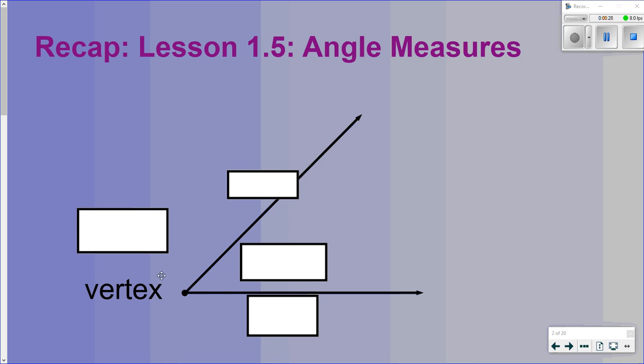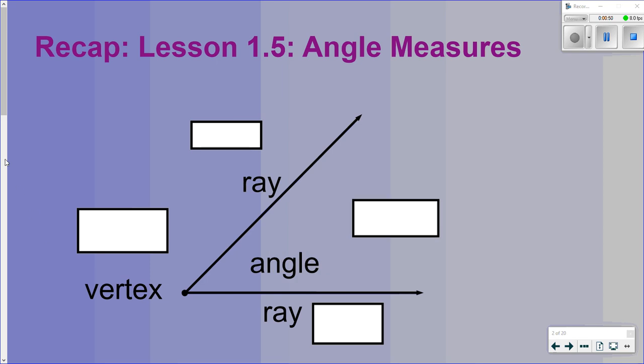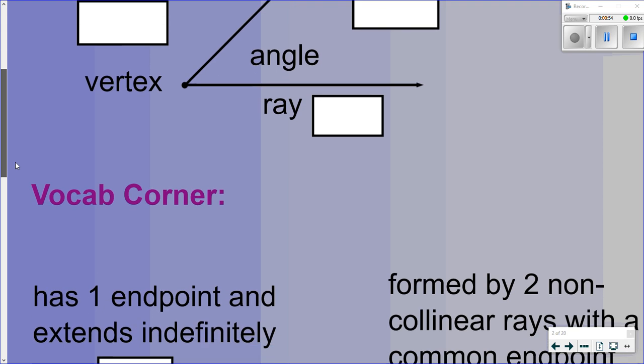And an angle, you have two of these lines that you put together that share a common vertex. They are called a ray. There's an endpoint, and then it goes on and on and on. Put those two together at a common point, which is the vertex, to create the angle. So those are the keywords that you've learned about angle measures.